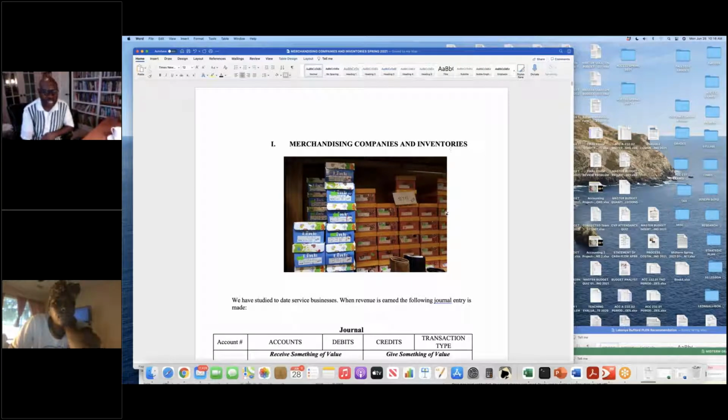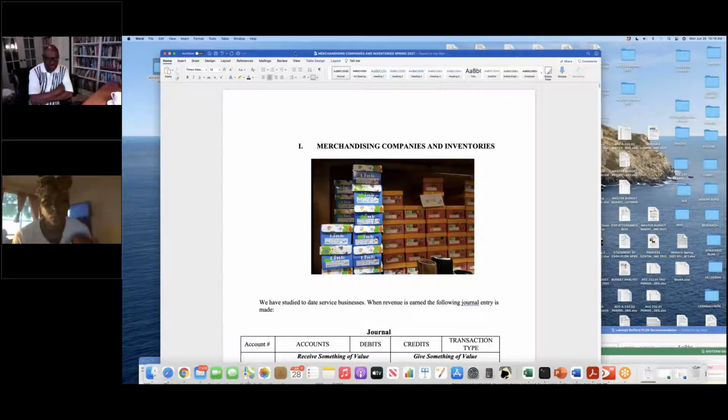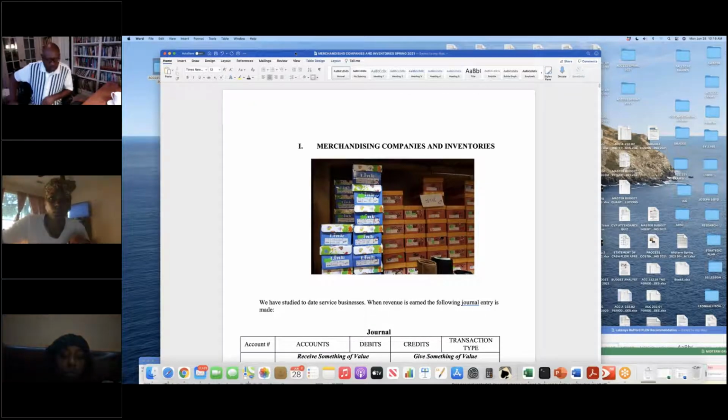Okay, so we now move to inventories. We're moving down the balance sheet now. We've learned how to make journal entries, and we're looking at assets and liabilities, mainly the assets at this point. So we looked at cash and receivables. We looked at plant and equipment, and now we're looking at merchandising companies and inventories.